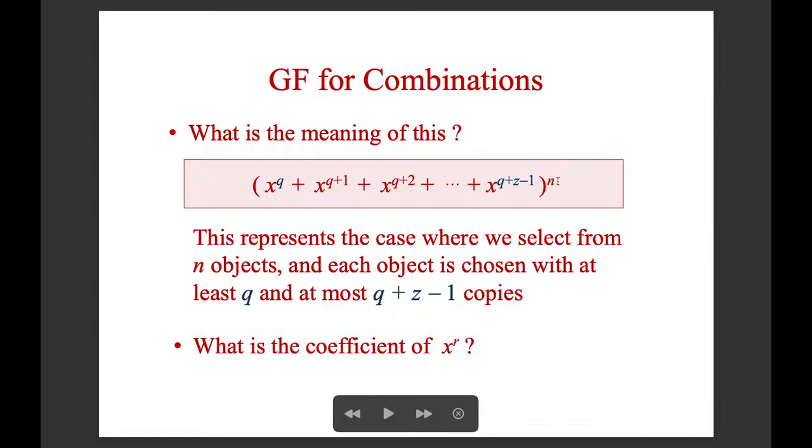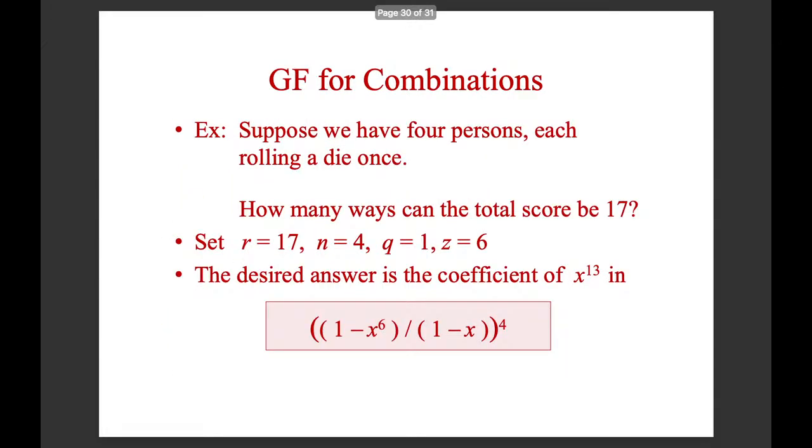So the meaning of this one is also simple. We have n types of objects. For each type, we may be selecting q of them, or q plus 1 of them, or q plus 2 of them, up to q plus z minus 1 of them. And then the coefficient of x to the power k tells us how many ways there are of this selection such that the total number of objects is k. Okay, and then we can use this idea to solve the problem here.